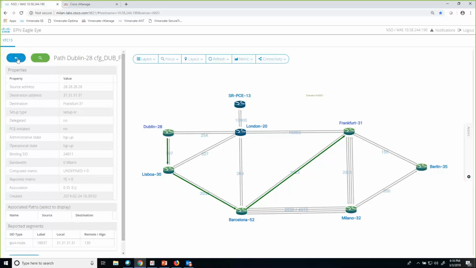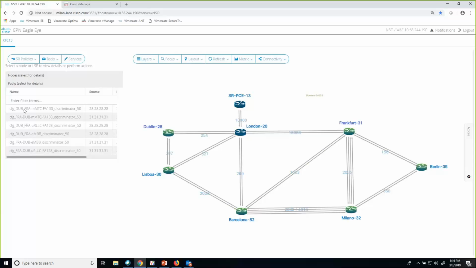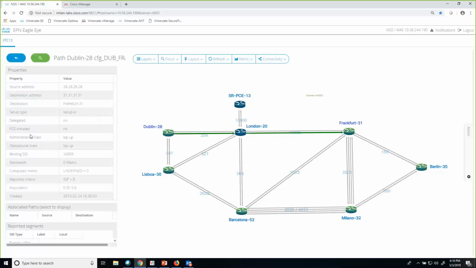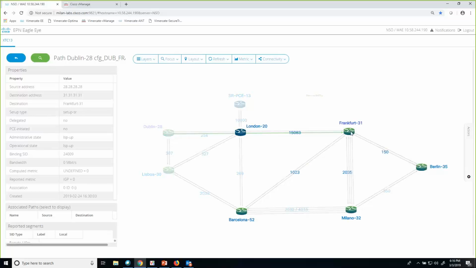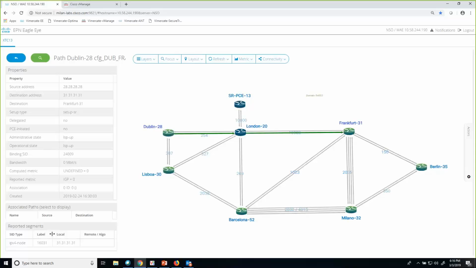The last policy to demonstrate here will be the policy that goes from Dublin to Frankfurt that simply minimizes the cost, the IGP metric. If you remember, this horizontal line was my combined or cumulative IGP cost of 20. But this is the path, on the other hand, that is going to experience a very high delay of over 15 milliseconds because of this high delay link between London and Frankfurt. This path is going to be represented again by only one label. In this case is the algorithm 0 label of Frankfurt, which is the label 16,031.